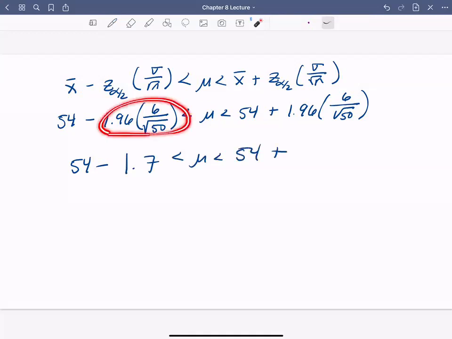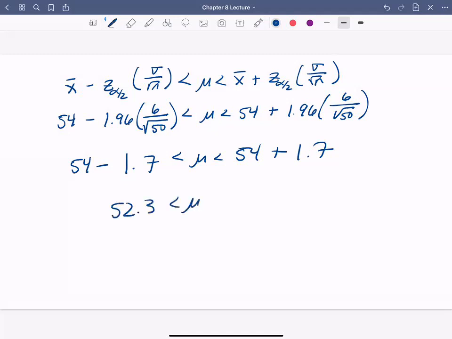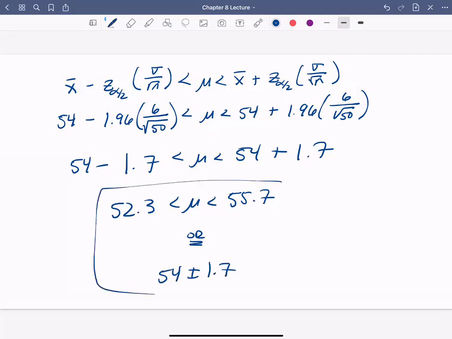And since this is identical to this, you could put it in the calculator again just to make sure you are correct, but that will also give you 1.7. And then lastly, 54 minus 1.7 is 52.3, and then 54 plus 1.7 is 55.7. Or we could write it as 54 plus or minus 1.7. It doesn't matter which way you write it.